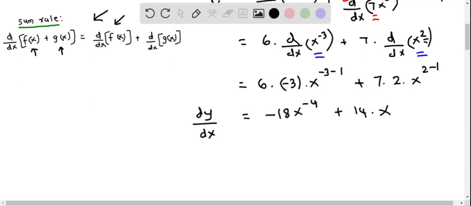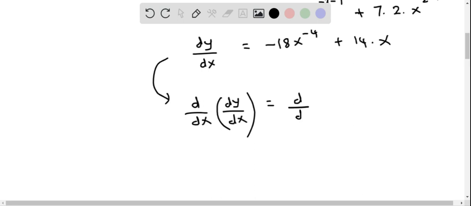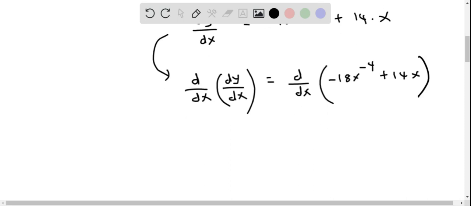Now let's find the second derivative, which means we have to find one more derivative. So we put the derivative symbol on both sides. So d by dx of dy by dx equals, so again we put the derivative symbol on both sides. So we are finding the derivative of negative 18x power negative 4 plus 14x. So once again, we have to go through the same rules. So first, let me write down this term on the left side. So the derivative of dy by dx is equivalent to d2y by dx squared. This is basically the second derivative of the function y.